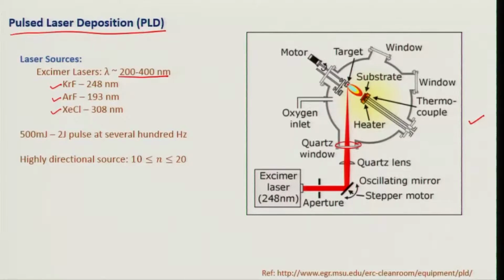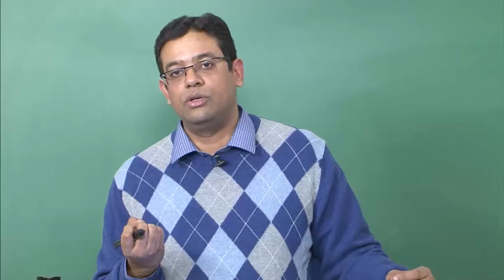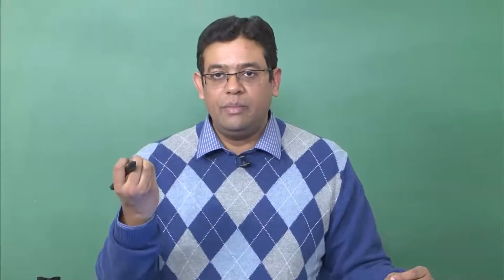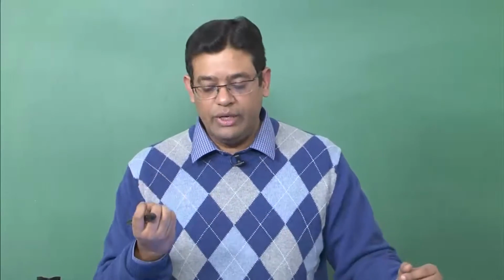Now, this laser is pulsed, so it is not always on. It is pulsed at sometimes several hundred hertz. So, 100 hertz means 100 pulses per second, and the energy of the laser is between 500 millijoules to 2 joules. Once this laser hits the target, it instantaneously melts the material and evaporates it, and then it cools down very quickly. So, within these pulses, the material is melting only at the surface and cooling down.